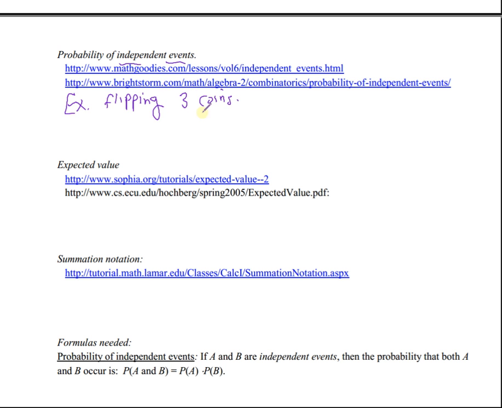Okay. So on my first flip, I have heads or tails, and each has probability 1/2. On my second flip, I have heads or tails. Each has probability 1/2. On my third flip, I have heads or tails. Each has probability 1/2. So what's the probability of getting 3 heads?